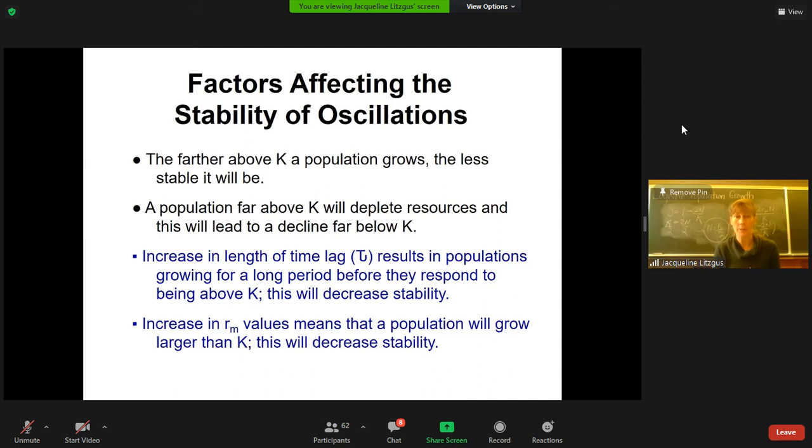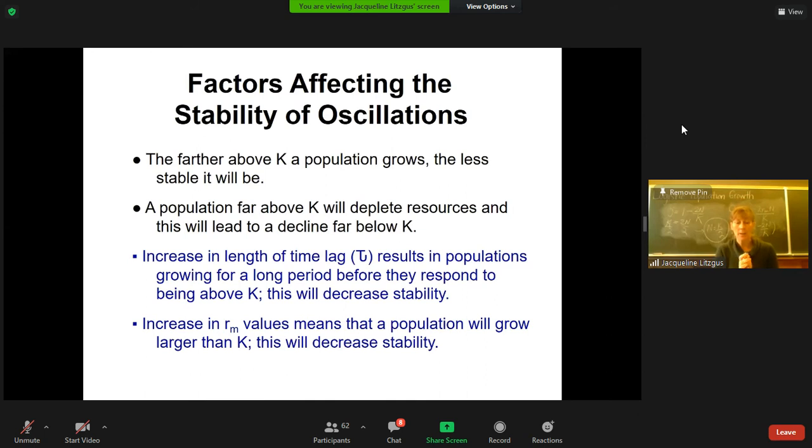The first is the time lag. This is why I brought up this time lag issue. If the time lag is really long, if the tau value is really high, this results in populations growing for a longer period of time before they respond to being above K. As a result, increases in that tau, that time lag value, are going to cause populations to grow really far above K. And of course, that's going to decrease stability and make oscillations that are too big and lead to problems, maybe leading to the total crash, right?